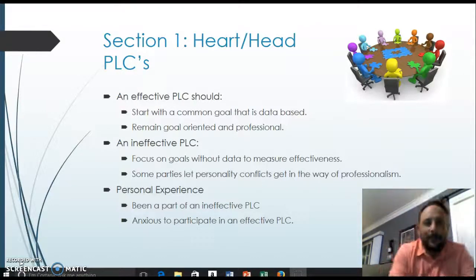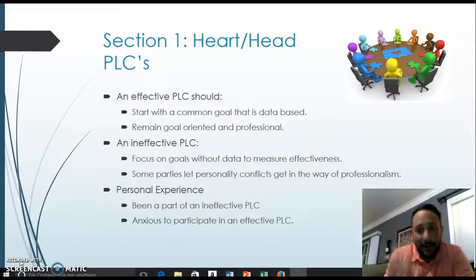Okay, so I'm going to go ahead and start off today with section 1, heart and head for the PLCs. And first of all, I'm going to cover what an effective PLC is. An effective PLC should start with a common goal that is data-based. Also, it should remain goal-oriented and professional. Okay, so that's what a good PLC is. Let's talk about what a bad PLC is. A bad or ineffective PLC focuses on goals without data to measure effectiveness.